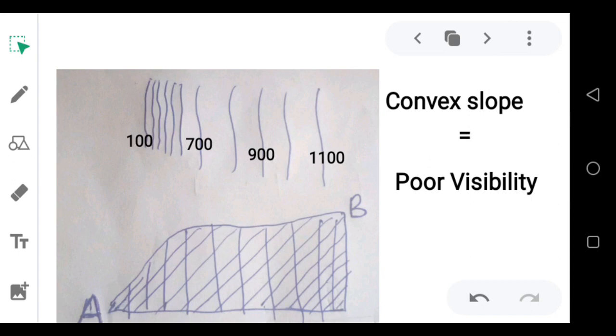Now, imagine somebody standing at A and another person standing at B. Can they see each other? The answer is no. They cannot see each other. So in a convex slope, the visibility is poor, because of that rise in upland at the middle. So somebody starting at B cannot see the person at A. That's a convex slope. But in a concave, it's not the same.